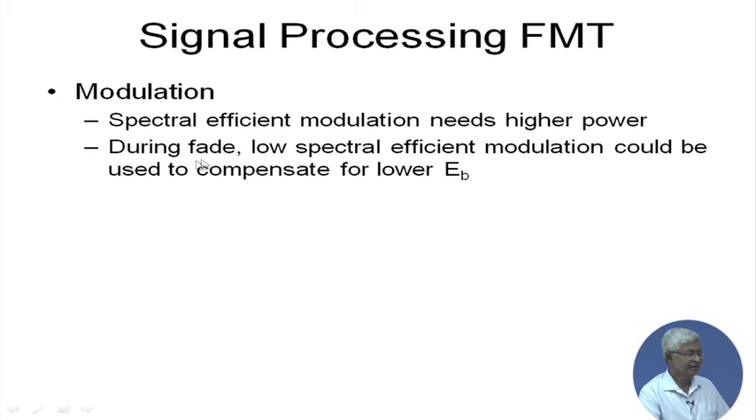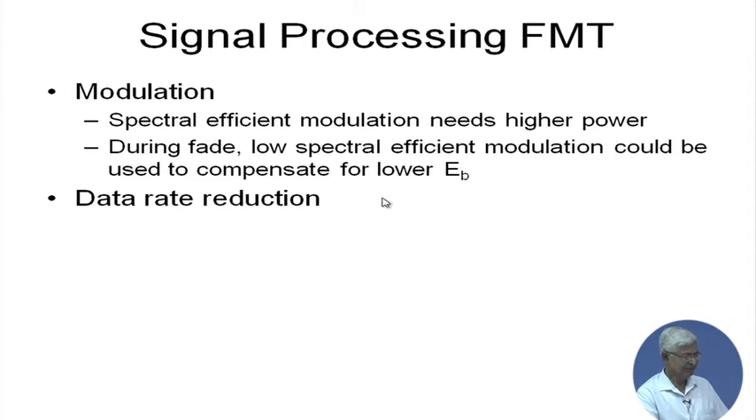Now during the fade, we have seen from the curve, there will be attenuation. To maintain the same BER, we can use a lower spectral efficient modulation that could be used to compensate for lower Eb. Because of the fade, the C has reduced, means the energy per bit Eb also has reduced. So from higher spectral efficient modulation we come down to lower spectral efficient modulation. So bandwidth requirement will be more, but we can manage the fade.